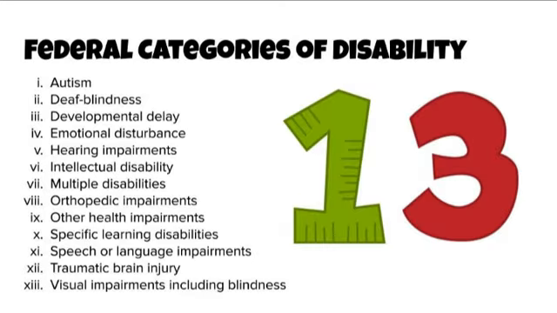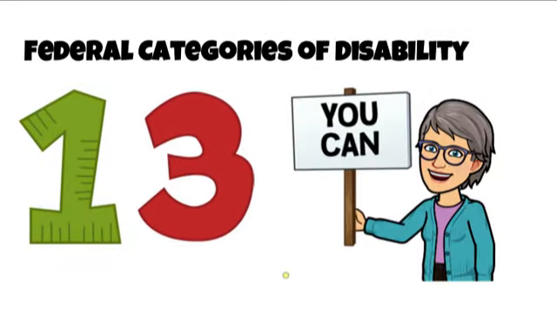Discuss the federal categories of disability that are identified by the public law, the Individuals with Disabilities Education Improvement Act of 2004. So we have 13 federal categories, and they are autism, deaf-blindness, developmental delay, emotional disturbance, hearing impairments, intellectual disability, multiple disabilities, orthopedic impairments, other health impairments, specific learning disabilities, speech or language impairments, traumatic brain injury, and visual impairments that include blindness.